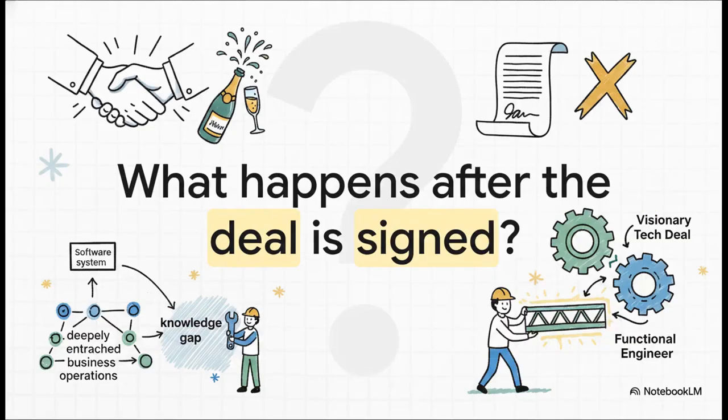Think about this for a second. What actually happens after the deal is signed? A massive software contract gets inked, hands are shaken, maybe some champagne is popped. But, well, a signed piece of paper doesn't magically make a complex software system integrate with a customer's deeply entrenched, messy business operations. There's this instant, massive knowledge gap between a visionary tech deal and functional reality. Someone has to step in and actually make that connection happen.